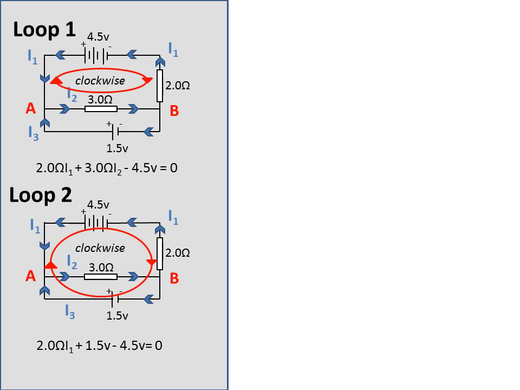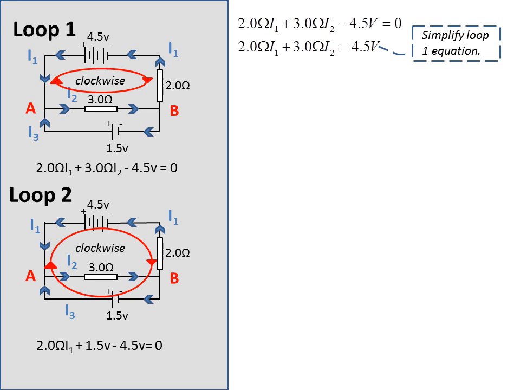And we're going to start working with these voltage equations. The first thing we're going to do with the first equation is simplify equation 1 from loop 1. By simplify, I mean let's put the voltage on one side and put the unknown currents on the other side. So here we go. I've just moved this negative 4.5 volts over to the right and it's become positive. We can't simplify this anymore because I don't know a value for I1 or I2, so I'm just going to leave it like this at the moment.